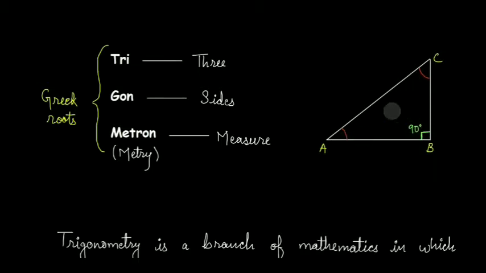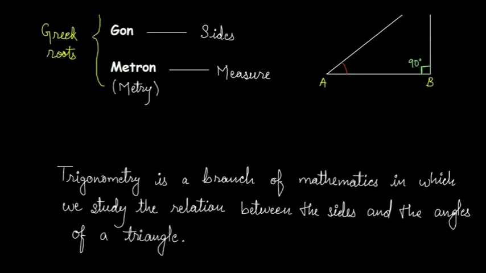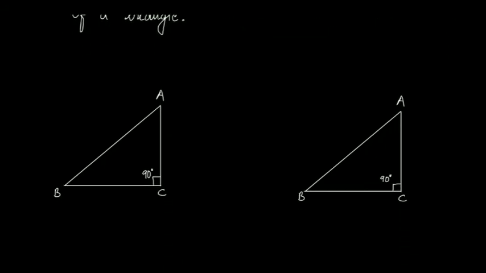Here angle A and angle C are the acute angles and angle B is the right angle. We know that the sum of the angles of a triangle is 180 degrees. B is already 90 degrees, so angle A plus angle C will also be 90 degrees. It means both angles are complementary angles, because if the sum of 2 angles is 90 degrees, they are complementary.